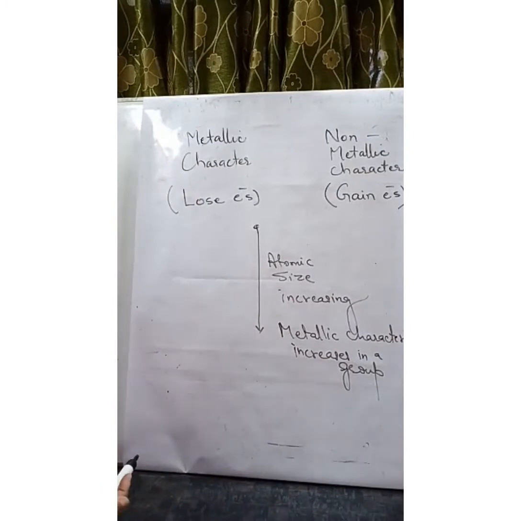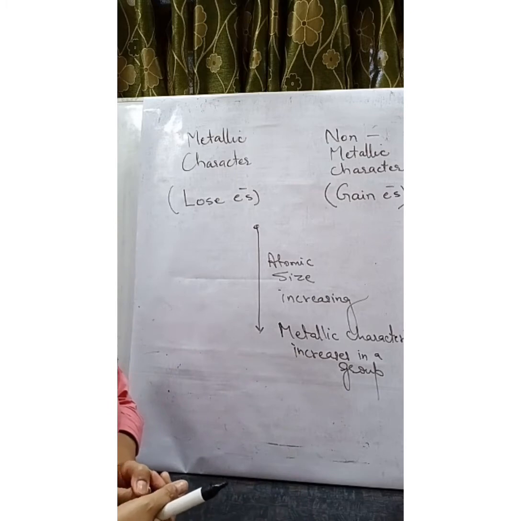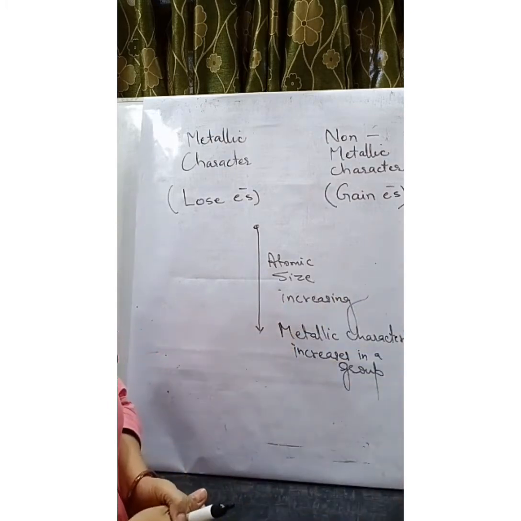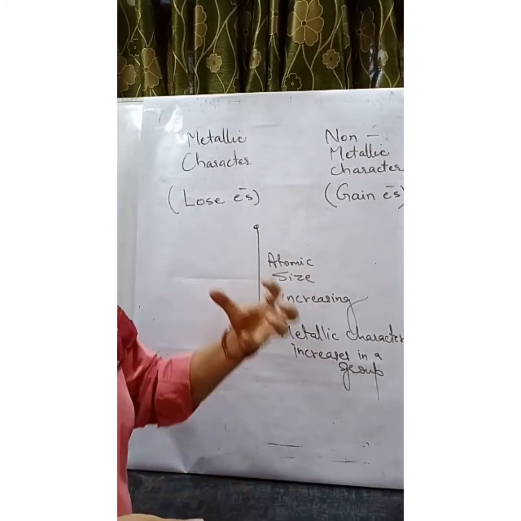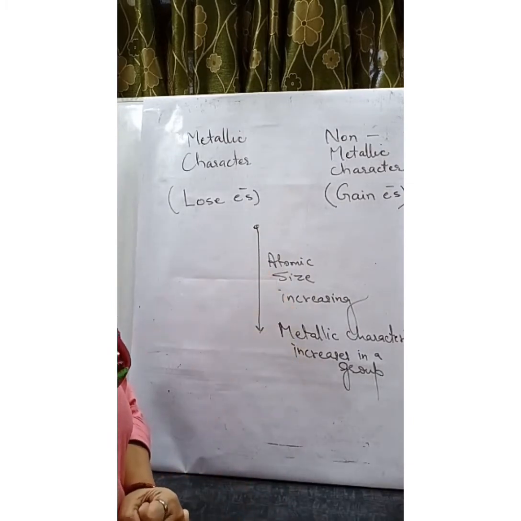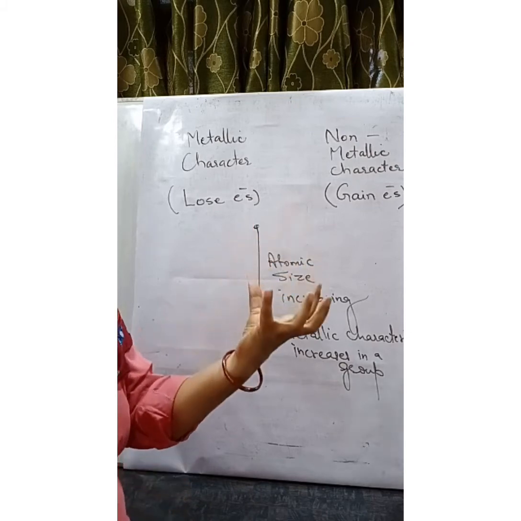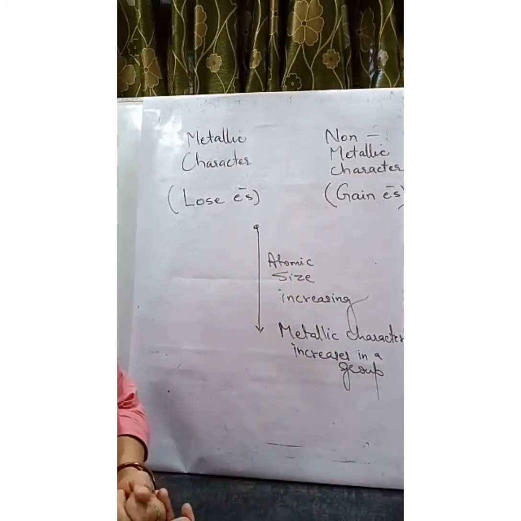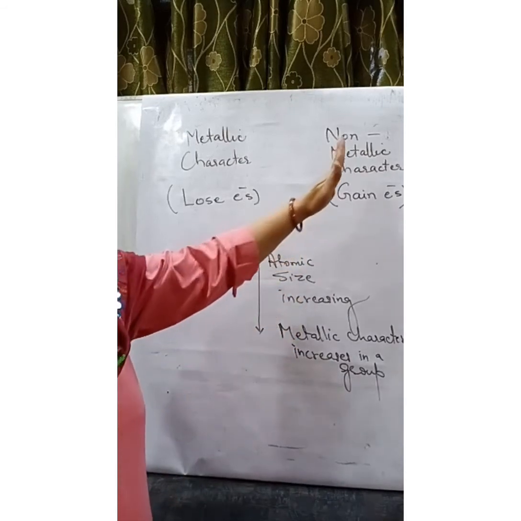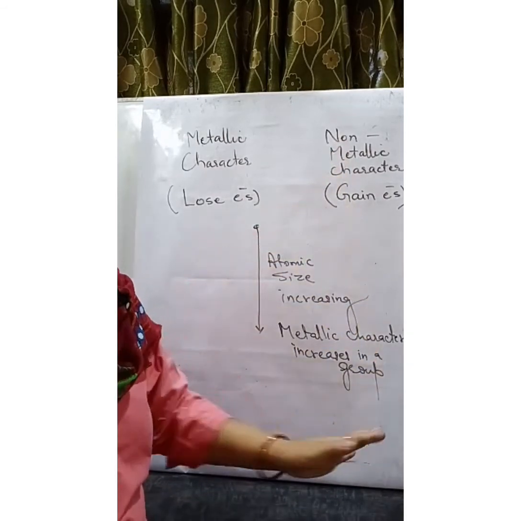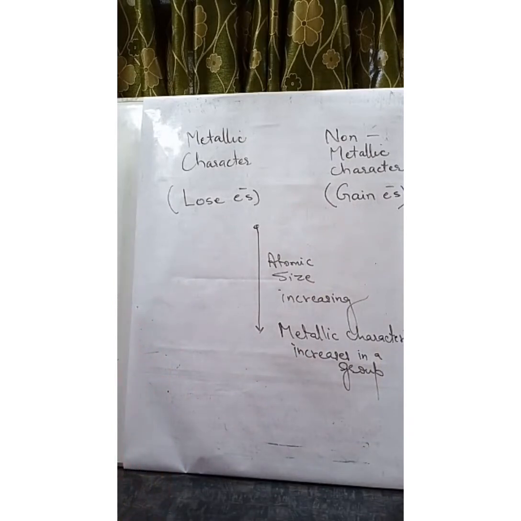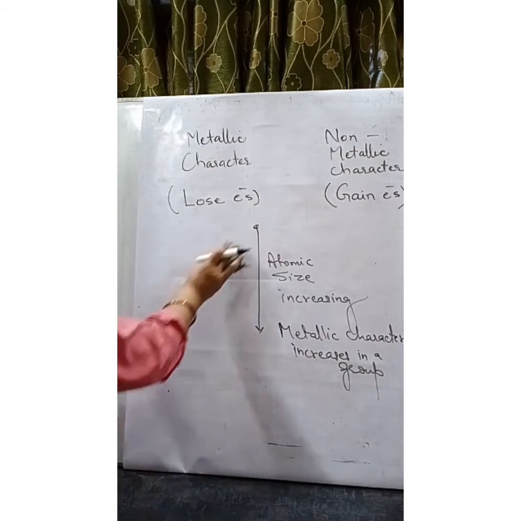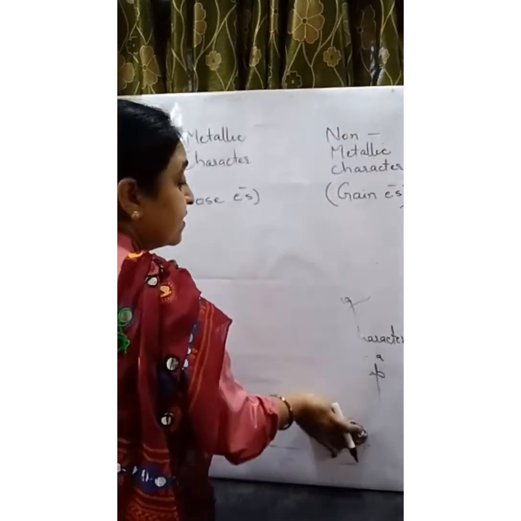If we think about non-metallic character, non-metal means tendency to gain electrons. But as the size is becoming bigger and bigger, the electron gain enthalpy is decreasing. So the tendency of gaining electrons is decreasing. So we can also say that non-metallic character decreases as we move from top to bottom in a group.